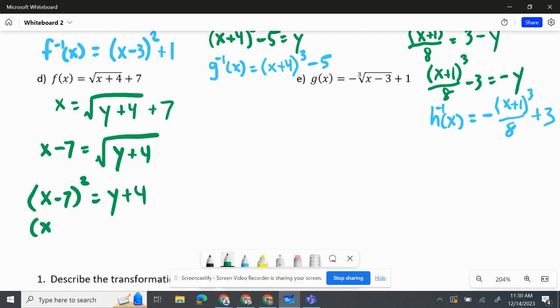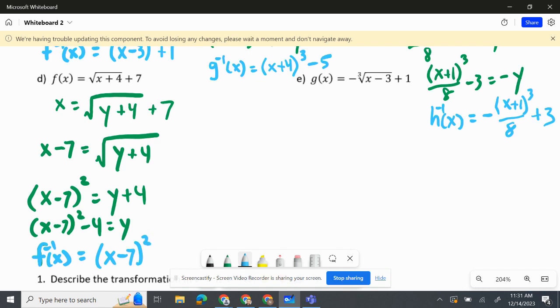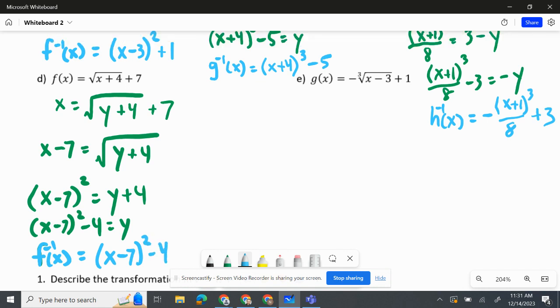That gives me x minus 7 squared minus 4 is equal to y, and I write it in its formal form. So I have f of x, and I'm going to put the inverse is equal to x minus 7 squared minus 4.